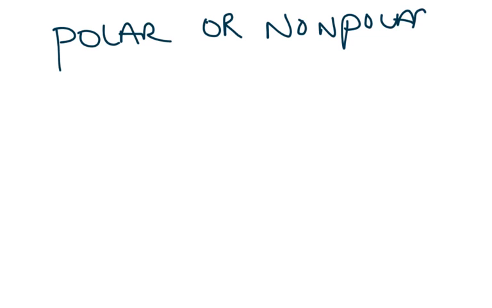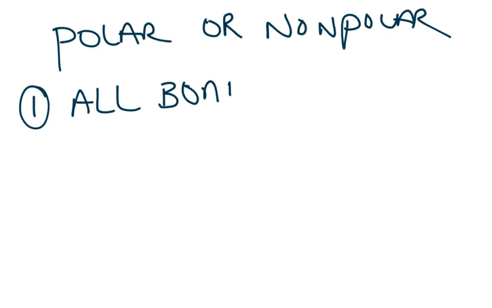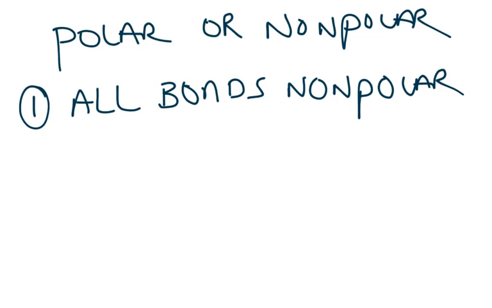Okay, the easiest way to do that, there's a couple, one of which is just look at the polarity of each bond. For example, if all of the bonds that you have are nonpolar, then, wait for it, the molecule is nonpolar. Think about the one we were just looking at, CH4. Everything in there is nonpolar, therefore that's a nonpolar molecule.